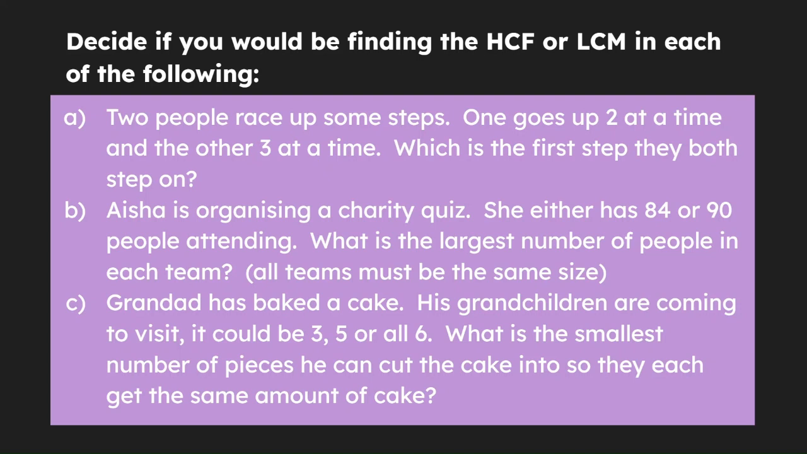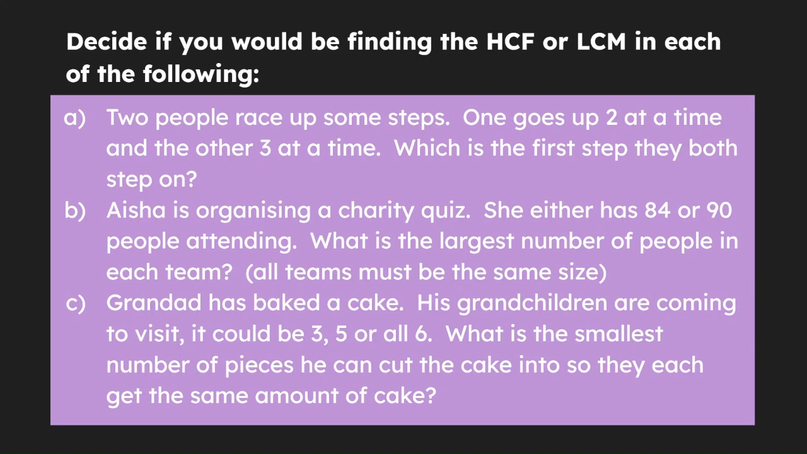So A, two people race up some steps. One goes up 2 at a time, and the other 3 at a time. Which is the first step they both step on? Well, that's A. B, Aisha is organizing a charity quiz. She either has 84 or 90 people attending. What is the largest number of people in each team? All teams must be the same size.